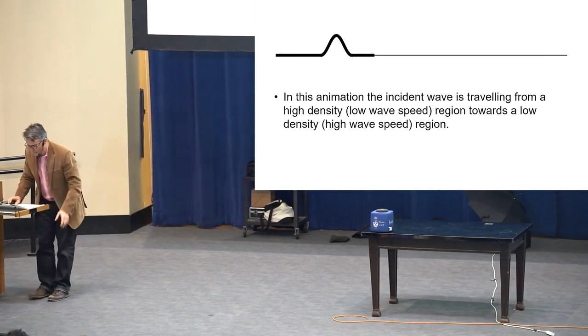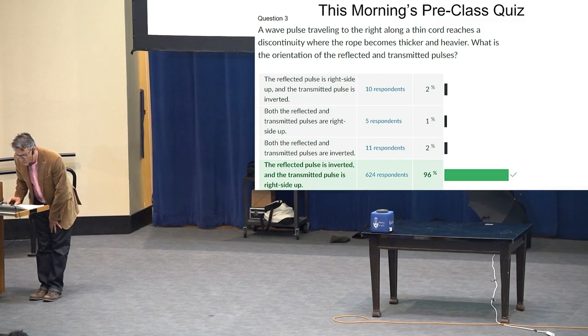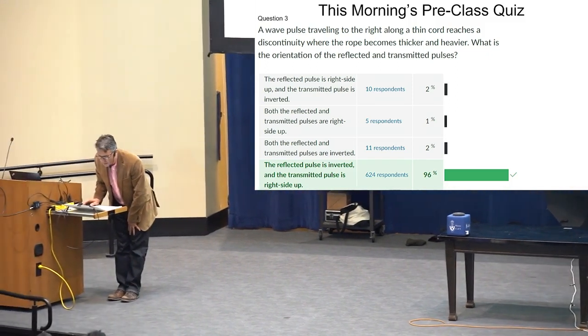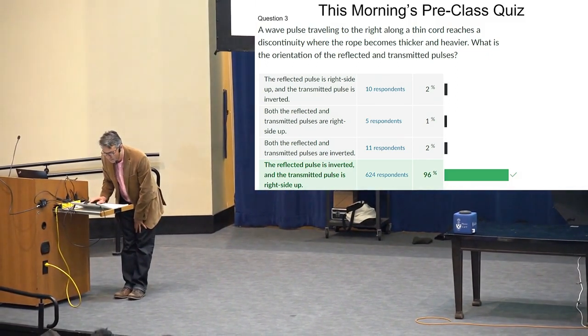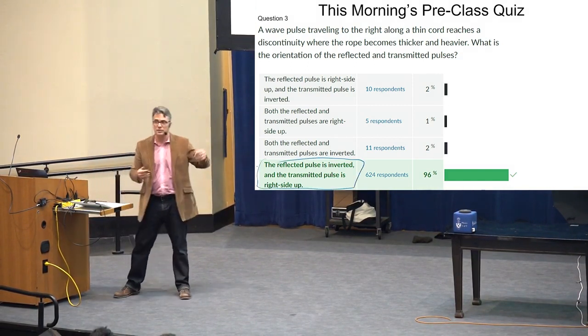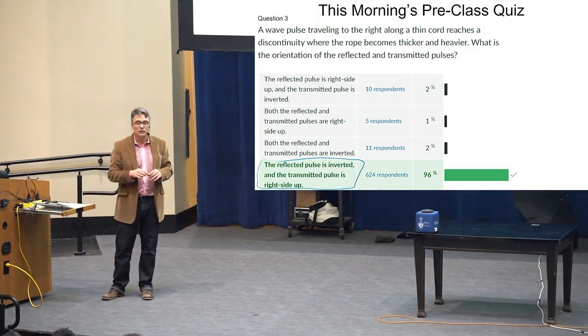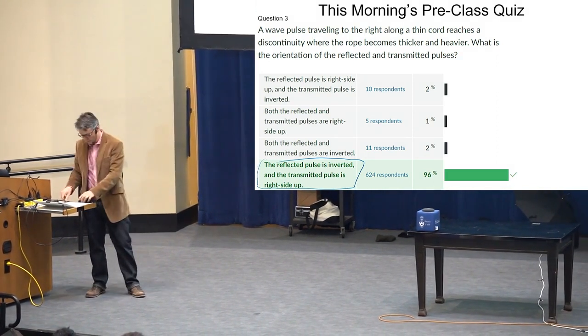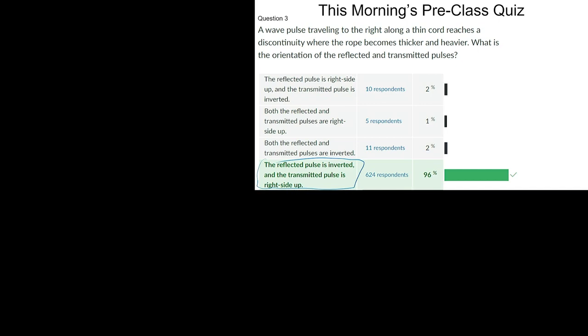And that sort of came up on this morning's pre-class quiz. A wave pulse traveling to the right along a thin cord reaches a discontinuity where the rope becomes thicker. The reflected pulse is then inverted. And the transmitted pulse is always going to be the same sign as the original pulse. Okay.